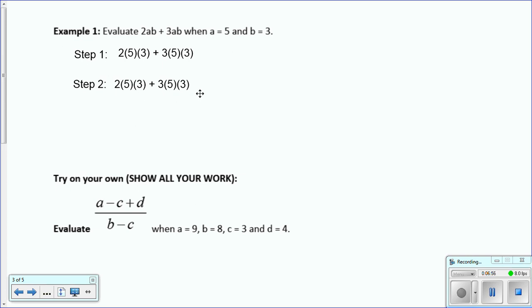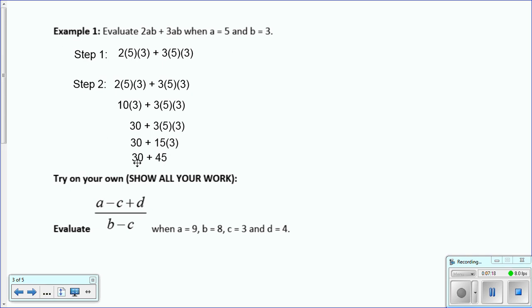Now luckily all we have is multiply, so we're going to go in order from left to right. So we do the 2 times 5 first, we get 10. So I just rewrite it. Then we can go 10 times 3, gives me 30. So I rewrite it. Then I can do the 3 times 5, gives me 15. Then I can do the 15 times 3, gives me 45.